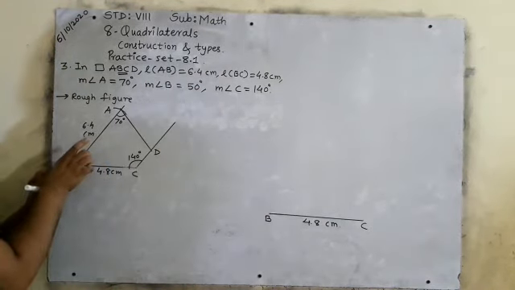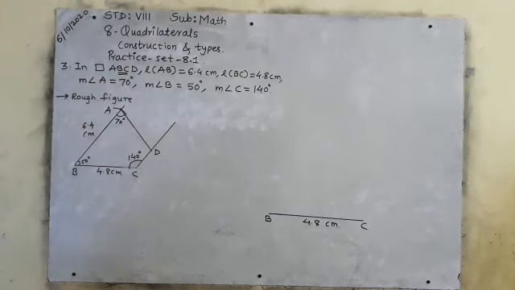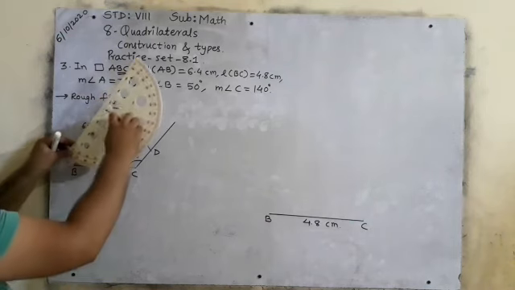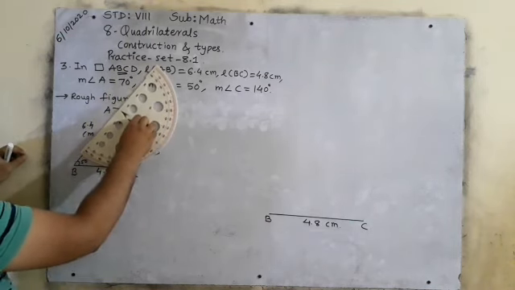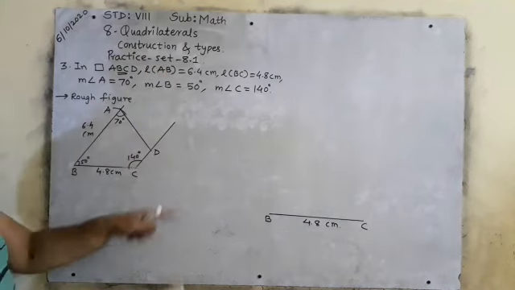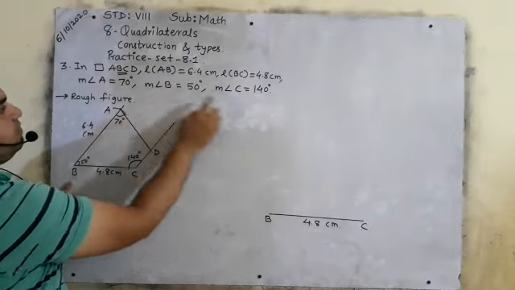I will keep compass on B, I will arc 6.4. Then I will use the protractor for 70 degree. I will keep this protractor like this on A, and I will check for 70 degree. I will tick mark and I will join this figure. So simple. So first what you will do? First you will take base BC. BC will be base 4.8.